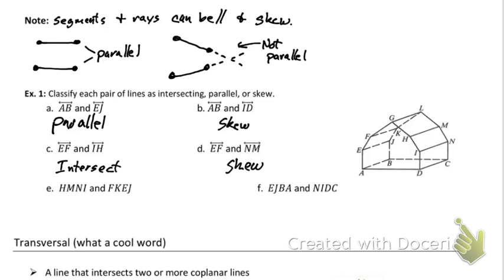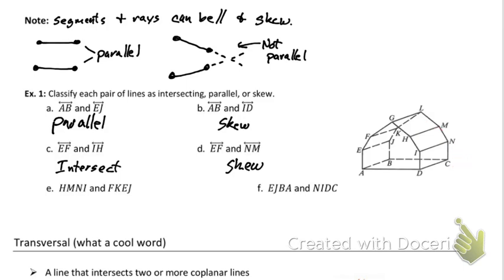Then let's check it because I can't erase that. So we have EF, right? And then we have NM. NM's running back here. This one's running in front. Are they ever going to intersect? No, they're not. So you just have to decide, are they parallel or skew? They aren't running the same direction, so you are right. They are definitely skew.